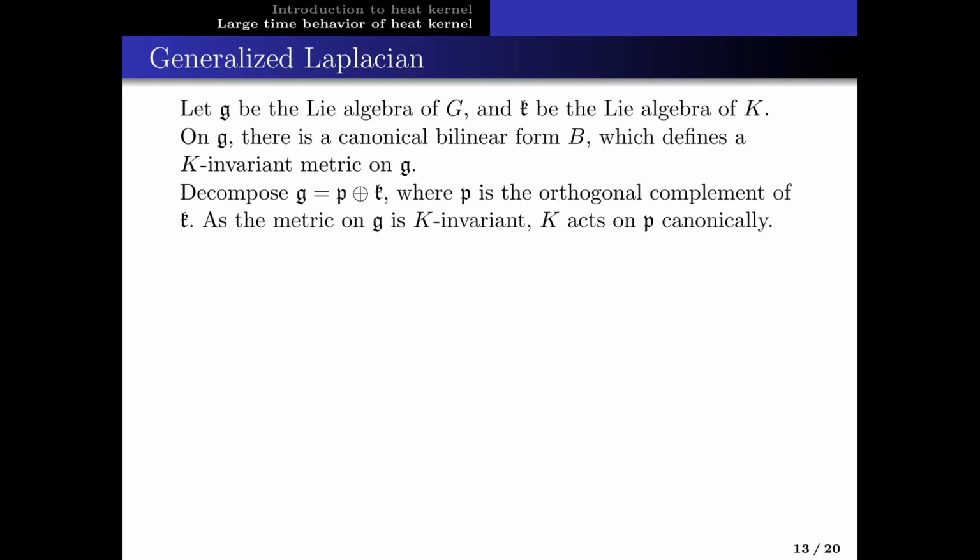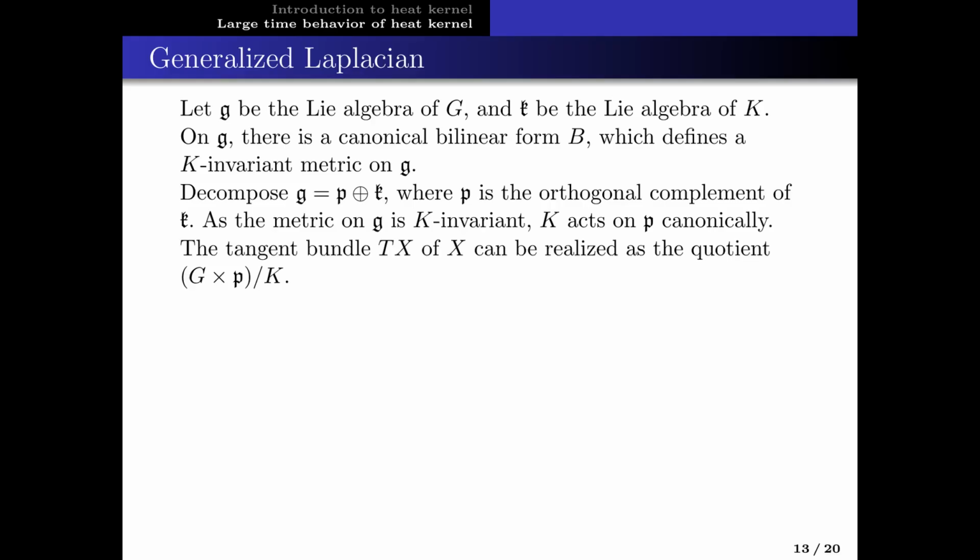So K acts on p. Remember, just now I had a K representation and I built a vector bundle over G mod K. Now I have this nice K representation on p, so we can build a vector bundle over G mod K. What is this bundle? This bundle is actually the tangent bundle of the homogeneous space.